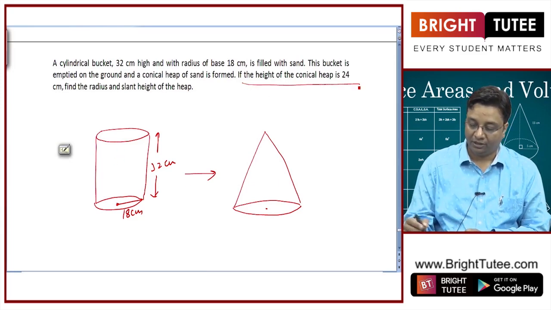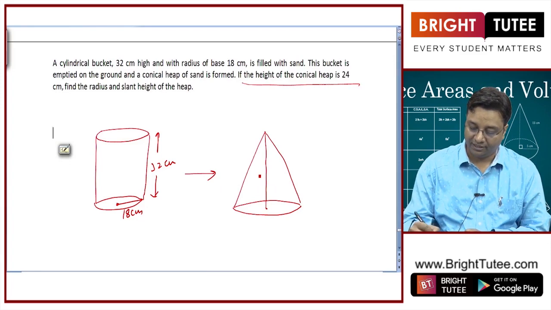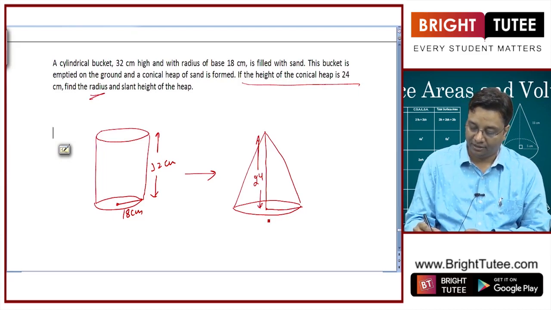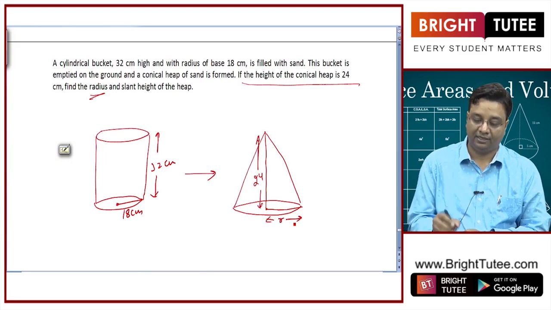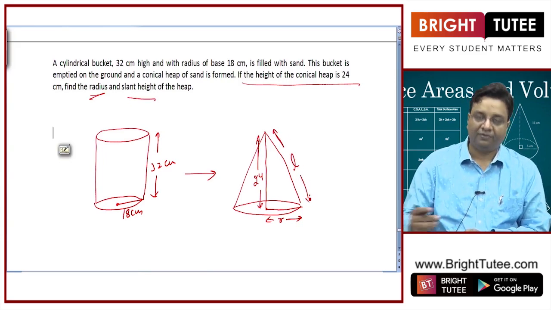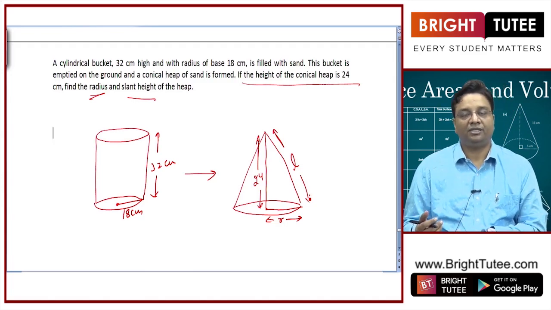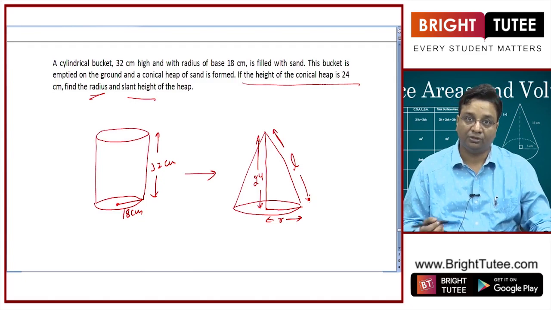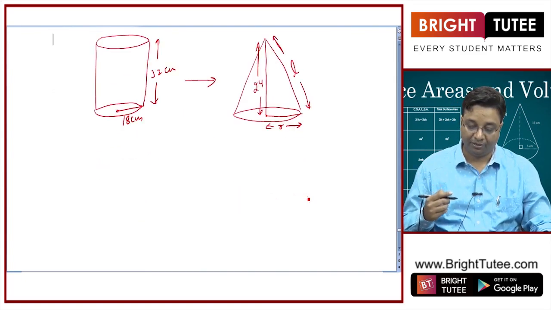If the height of the conical heap is 24, so this height is 24 centimeter, right. We need to find this radius. Let us denote this by r. We need to find r, and slant height, let's denote it by L. If we find r, we can find slant height just by using Pythagoras theorem. So that will be easy. So let's first of all focus on finding radius of the heap.